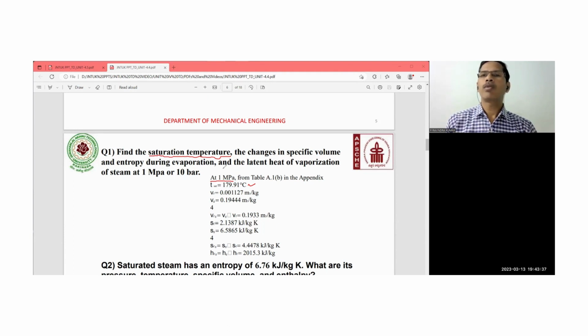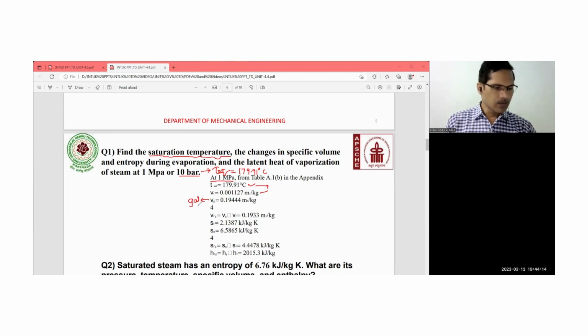Whenever a problem is given, based on 1 megapascal or it may be 10 bar, corresponding to this you have to record the saturation temperature. That saturation temperature is 179.91 degree centigrade. And corresponding to that, you have to note down the specific volume of the fluid. This is the specific volume of the vapor or gas, right? Specific volume of the vapor or gas.